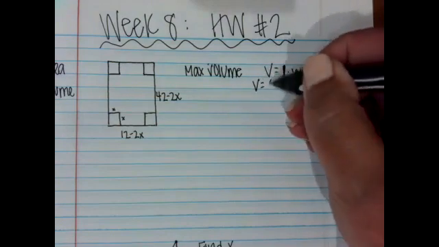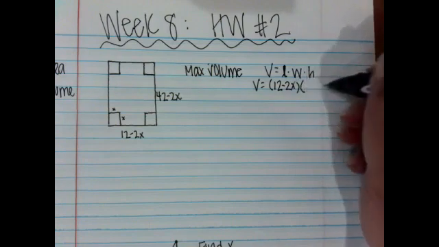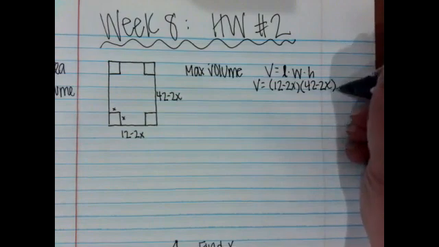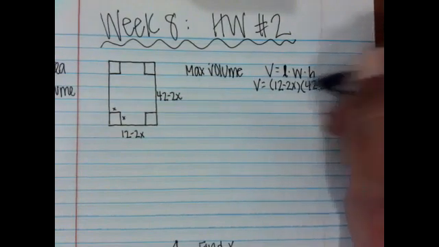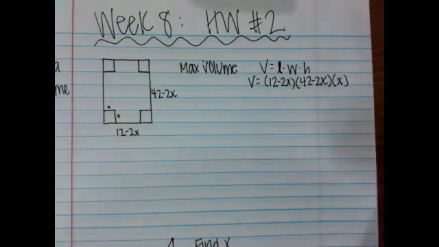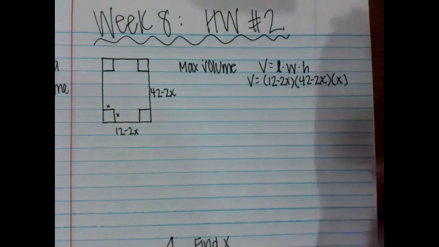It doesn't really matter the order you put these in, so don't worry too much about that. So volume would be the length, which is 12 minus 2x, times the width, which is 42 minus 2x, times the height, which is x. And again, it doesn't really matter what order you put those in. Then because we have to find the derivative, it's going to be easier if I actually multiply those and turn them into a polynomial.